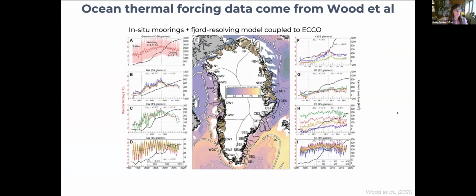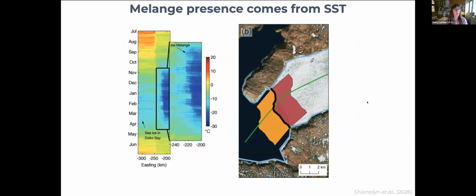We got ocean thermal forcing data from Mike Wood, who wrote this paper back in 2021. These curves in the background, showing this incredible seasonality, are all the ocean thermal forcing data that is produced from in-situ mooring and fjord-resolving models coupled to ECCO, or ocean climate state estimation. And then we also get melange presence from sea surface temperature. This is a raster product.